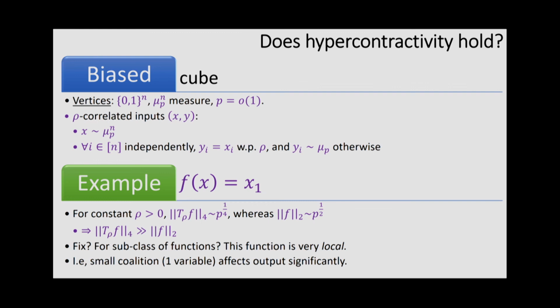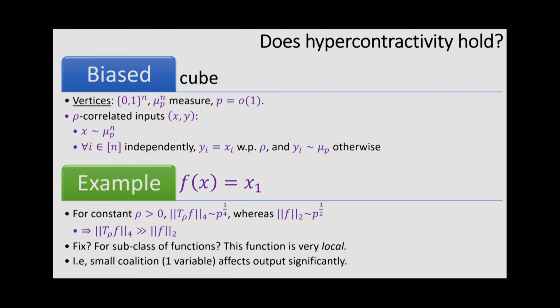So you can show that for constant rows, the 4-norm of T_ρ of F is roughly p to the 1 over 4, whereas the 2-norm of F is p to the half. And when p is small, this is much larger than this. So it breaks. So do we give up, or do we do something else?